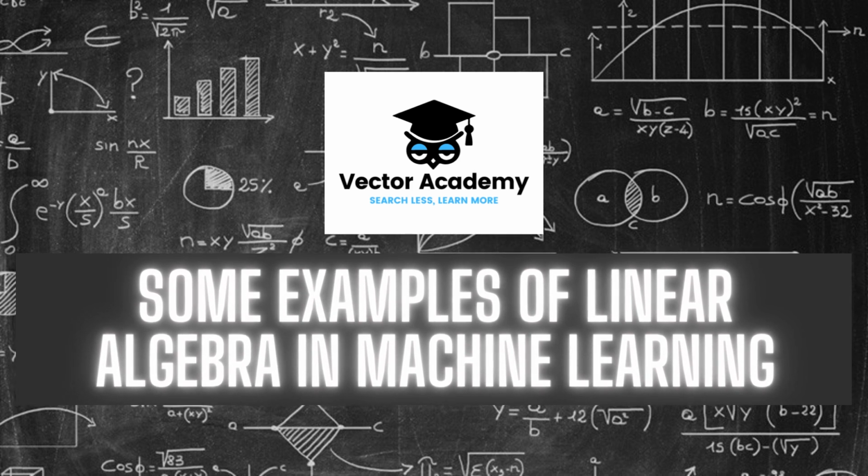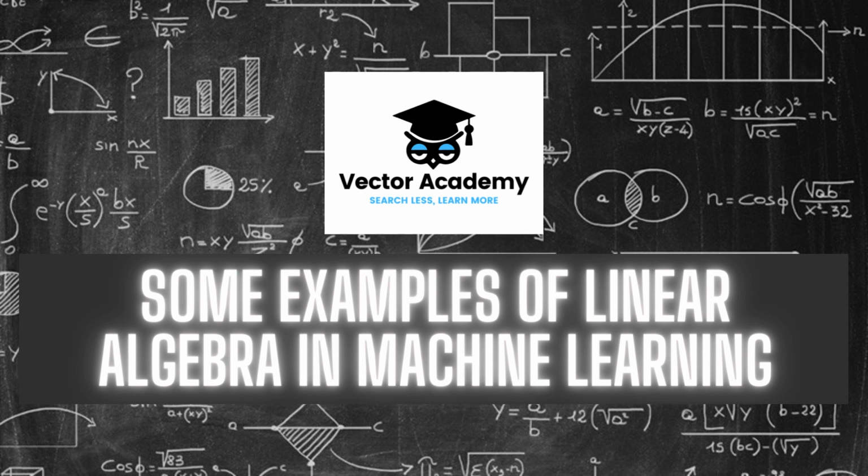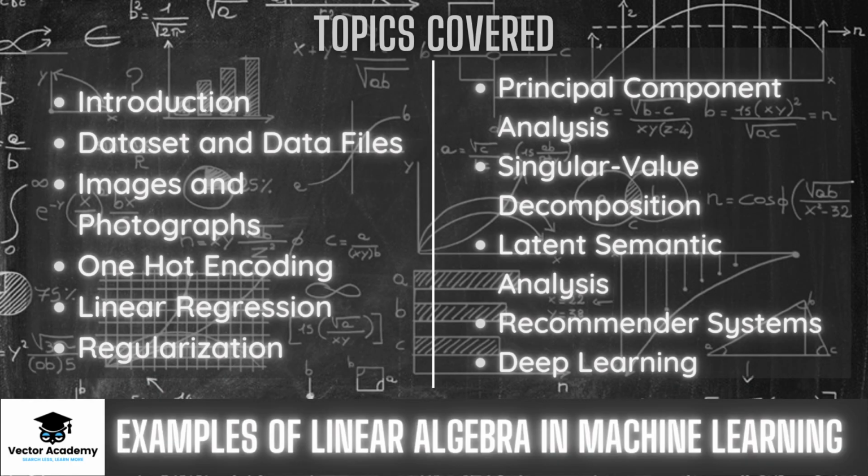Let's look into some examples of linear algebra in machine learning. Topics covered. In this video, we will review 10 most popular examples of linear algebra in machine learning. They are: Introduction, Dataset and Data Files, Images and Photographs, Hot Encoding, Linear Regression, Regularization, Principal Component Analysis, Singular Value Decomposition, Latent Semantic Analysis, Recommender Systems, Deep Learning.